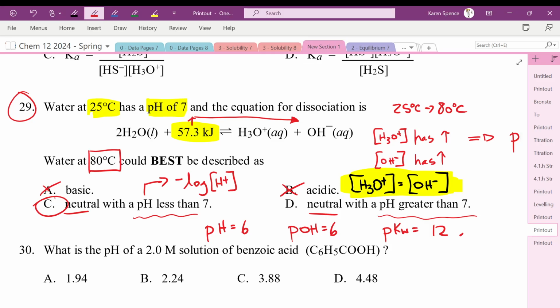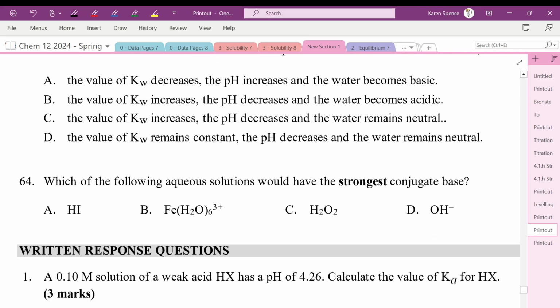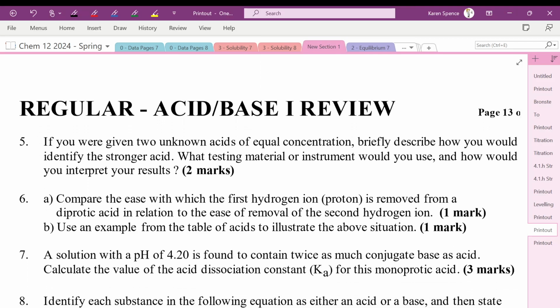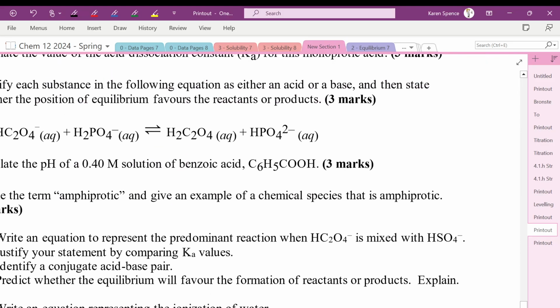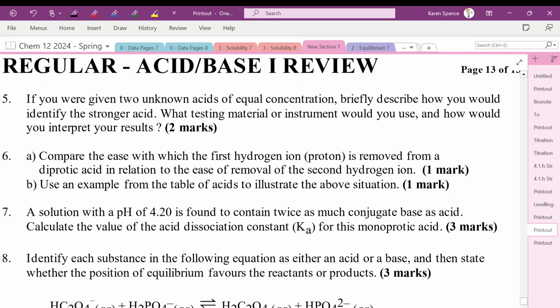Yes? Number 6. All right. Okay, so we want to compare the ease with which the first hydrogen is removed from a diprotic acid. What I would like you to do right now is to write the formula of any old diprotic acid, any diprotic acid you want. Pick one.